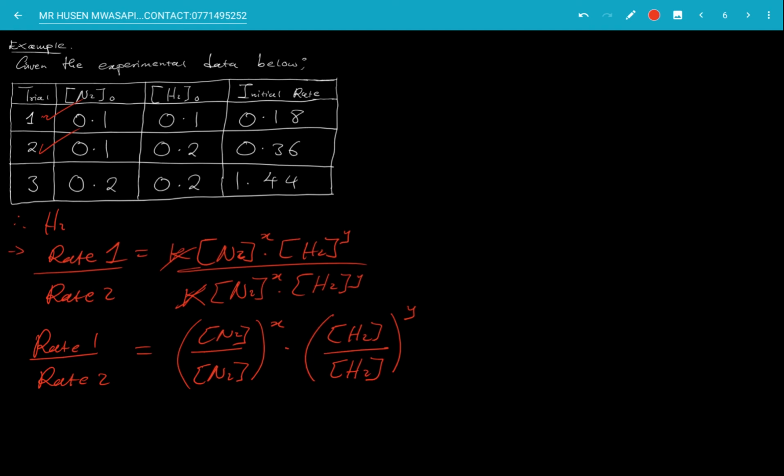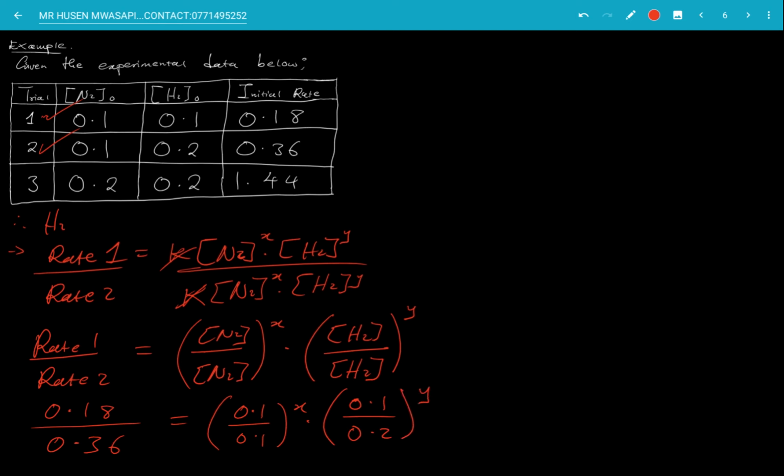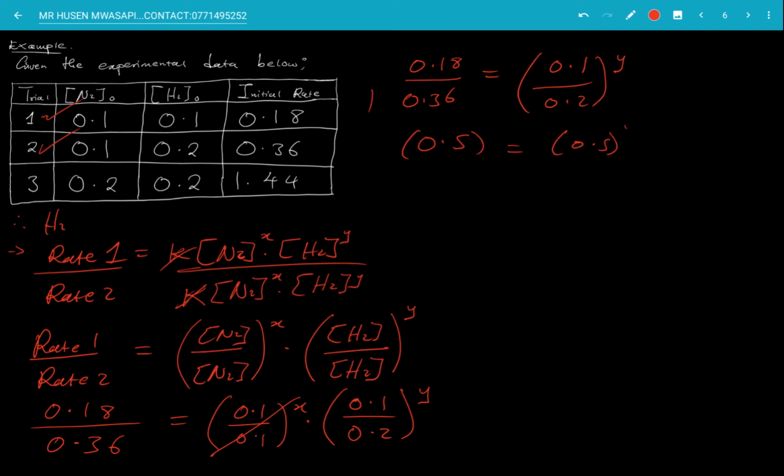All we need to do now is substitute. So we're having 0.18 as the initial rate of rate 1 divided by 0.36 as the initial rate of rate 2 being equal to the concentration of N2 from rate 1, which is 0.1 over 0.1 to the X, times for hydrogen we're having basically 0.1 over 0.2 raised to Y. So remember, our interest in this case is Y, so X is excluded, and now we only have 0.18 over 0.36 being equal to 0.1 over 0.2 raised to Y. So if you begin to follow out, you'll be having basically 0.5 this side being equal to 0.5 the other side to Y.